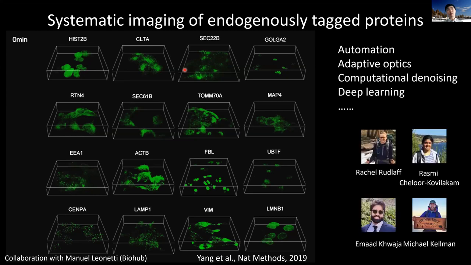And now with the effort from Rachel and Rashmi and two postdocs in the lab, we're working with Manu to image through the cell line OpenCell library. And Emma and Michael are a grad student and a postdoc in the lab who are working on machine learning to better improve the optical resolution as well as to build up the analysis pipeline.